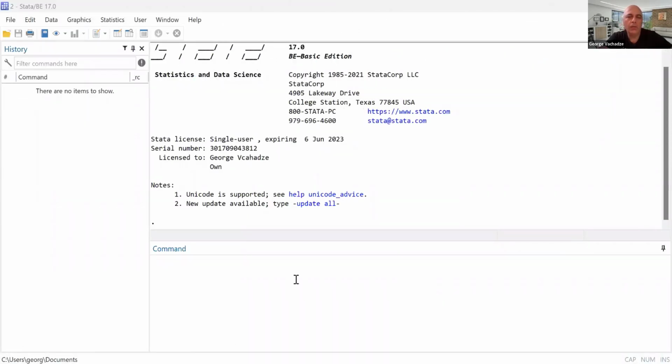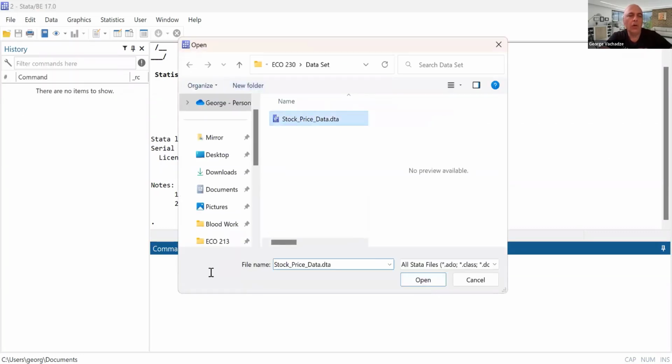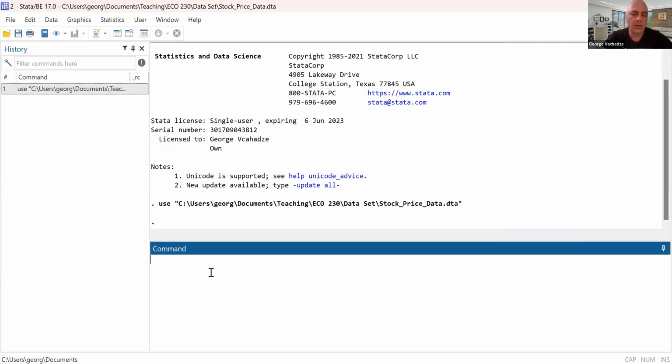On the screen you should be able to see this data. So let's first open up the data set. Okay, so first thing I will do is generate a daily return for S&P 500. I will generate a new variable, which I denote G_SP500, which is the growth rate, and I will do it as SP500 divided by SP500 of the previous day, minus 1.